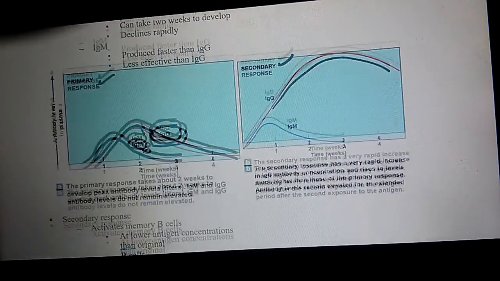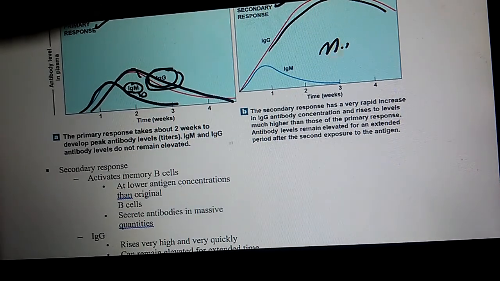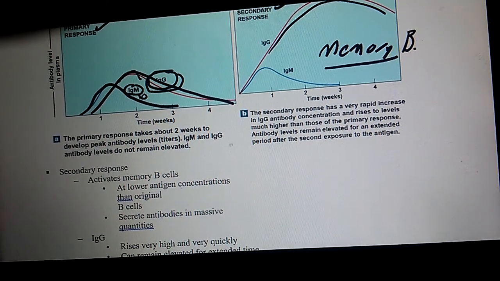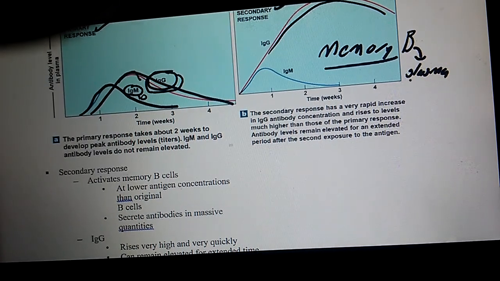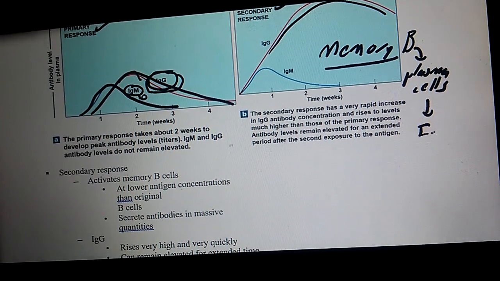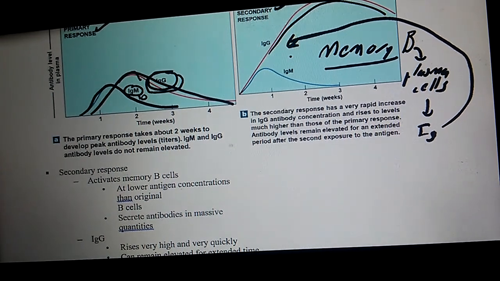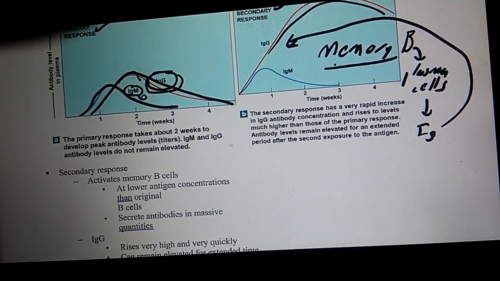Why is a secondary response faster than a primary response? Because of what type of cells? Memory cells. Now, being that it's antibodies, are they memory T cells or memory B cells? Memory B cells. Now, why memory B cells? Because B cells become what? Plasma cells. And plasma cells secrete what? Antibodies. And that's why this IgM and IgG occurs faster. So a secondary response is a faster response because of memory B cells.